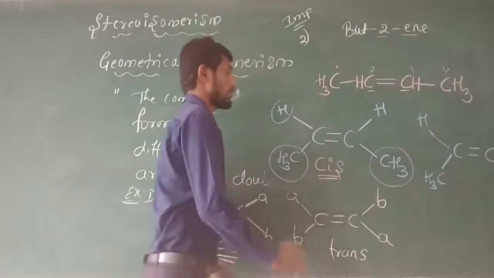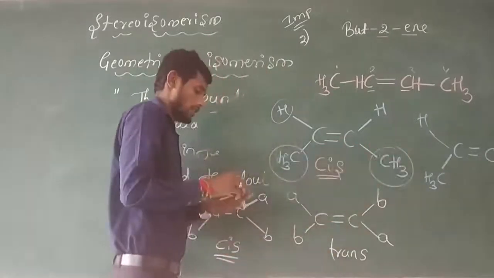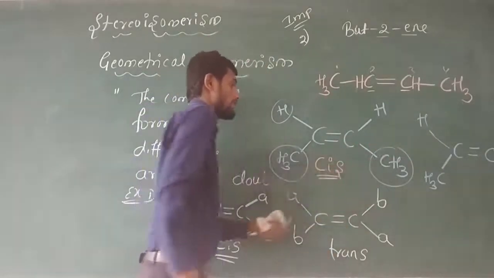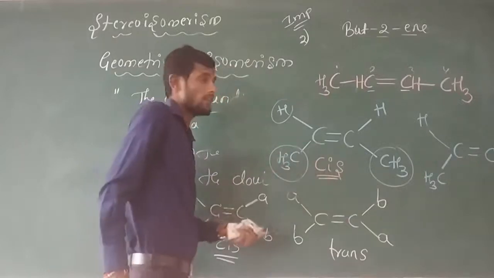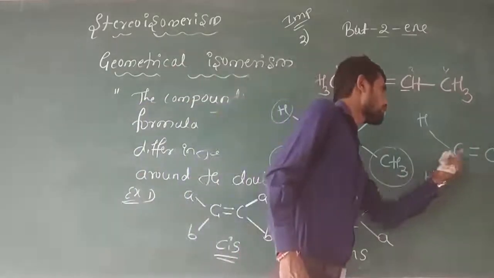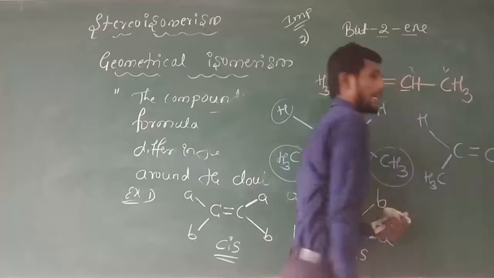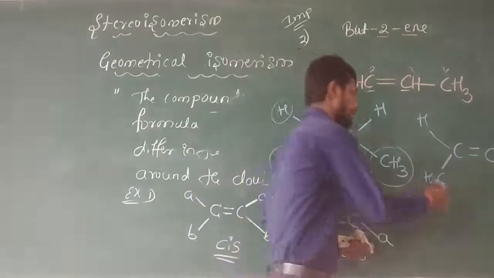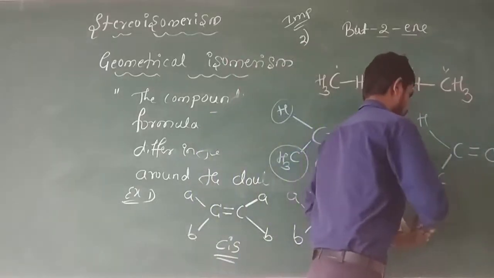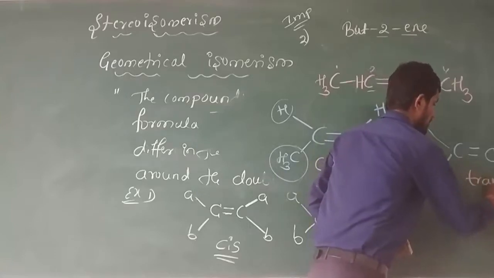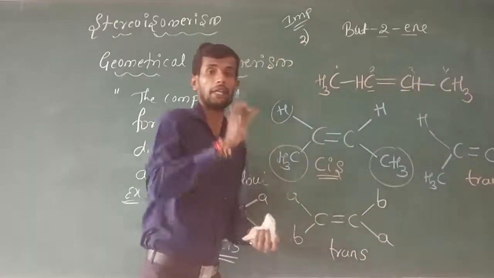What is the difference between these two structures? Here similar groups are present on the same side of the double bond, but here two similar groups are present in opposite direction. Therefore, it is trans form. This is the trans form of but-2-ene.